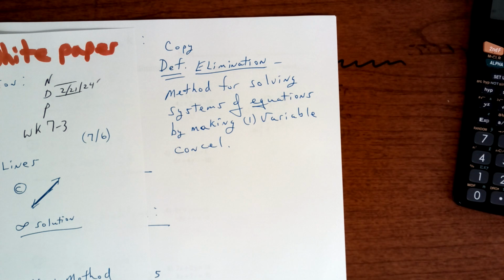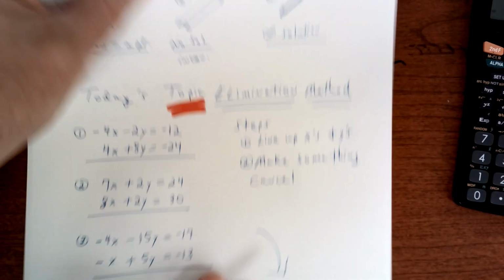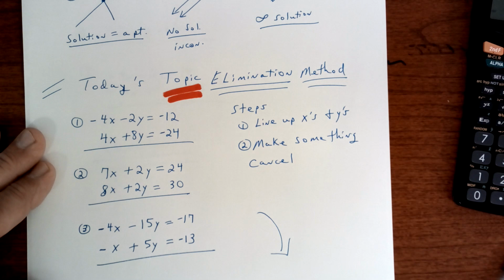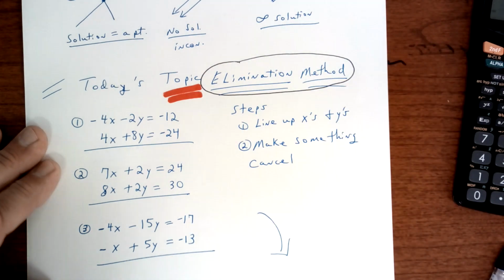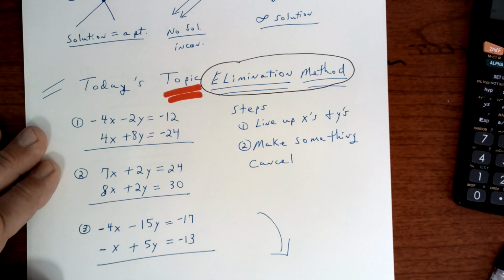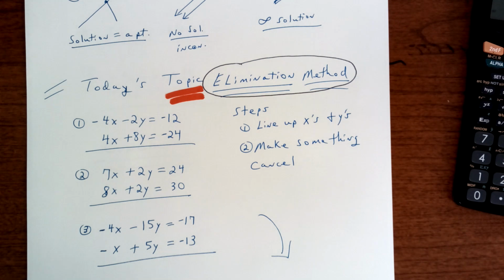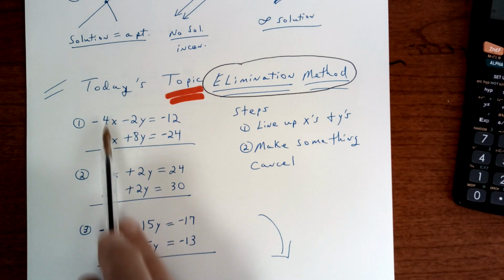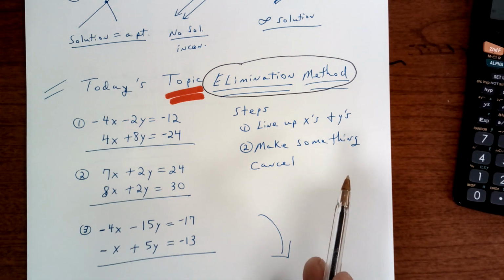All right, let's go back to this front side. The topic for today. So if someone says, what are you doing in class? You're going to say, elimination method. Okay? All right, so let's take a look at these. Step number one is you line up your x's and your y's. Well, if you look at this one, your x's are already lined up and your y's are already lined up. Okay? And then you got to make something cancel.